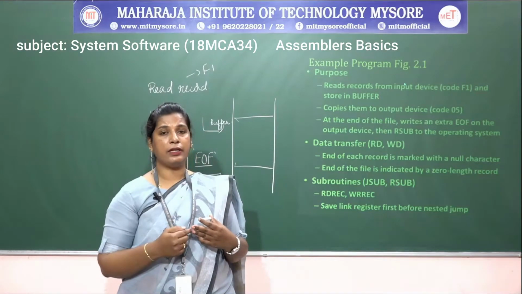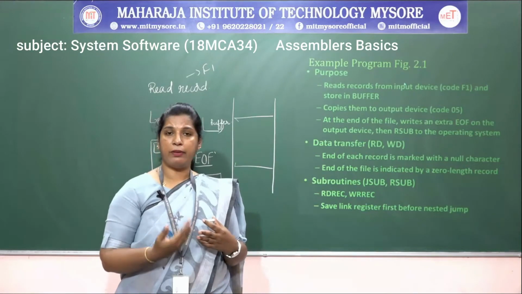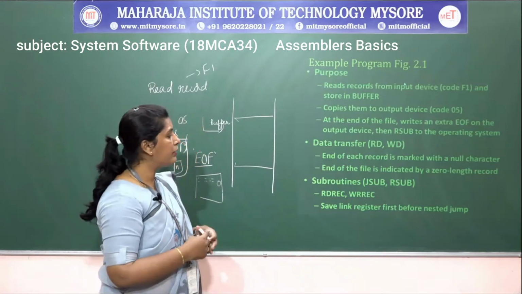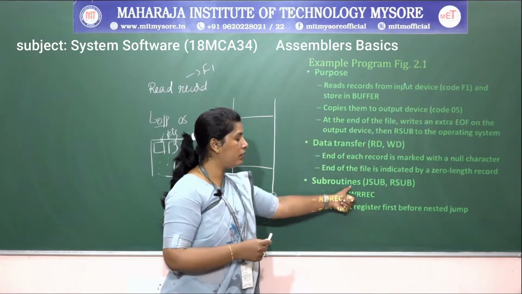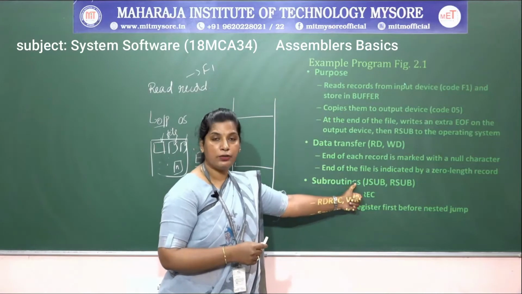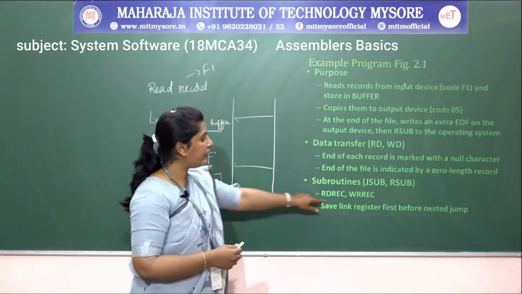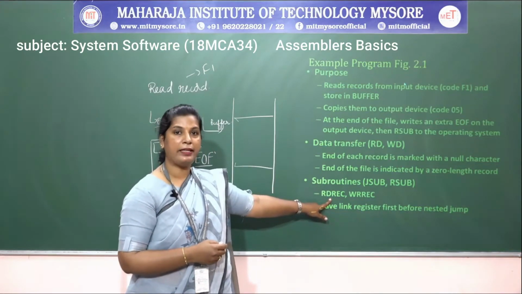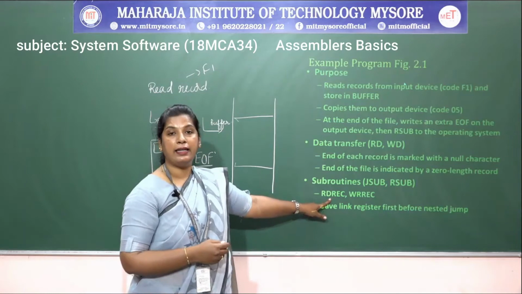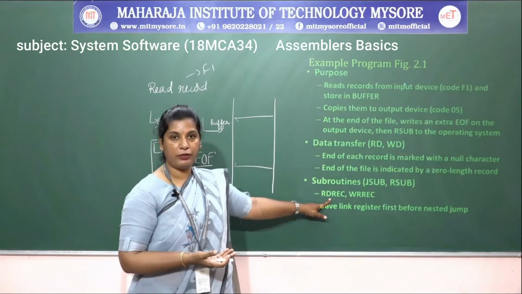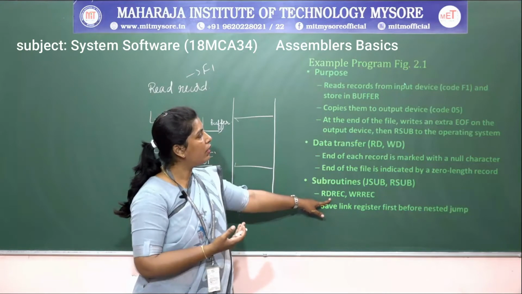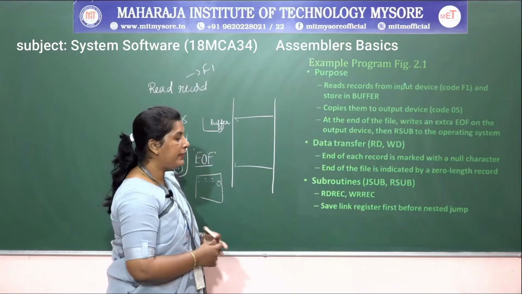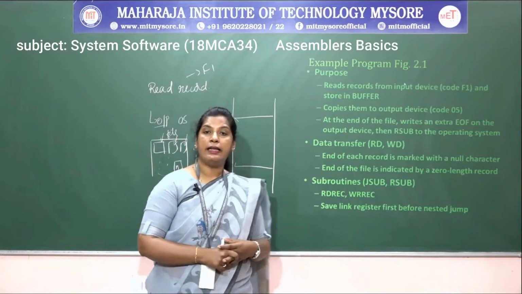Reading from the file is one subroutine for reading the content from the file, and another subroutine writes the content to the file. For that we are using two main operations, JSUB and RSUB. So READREC and WRITEREC are the two subroutines we are using for reading the content from an input device named F1 and displaying the content onto the output device, which is named O file.